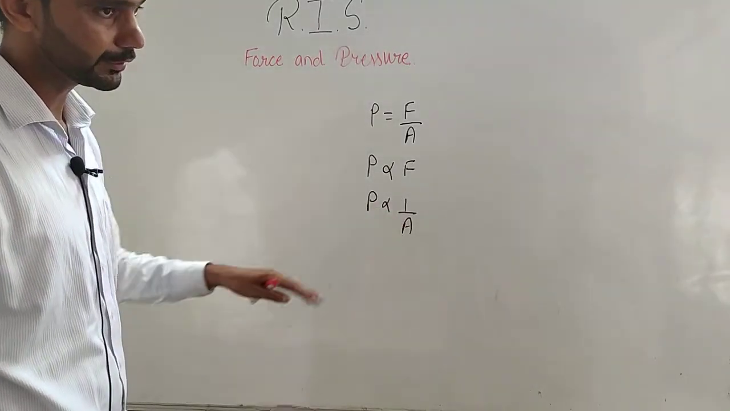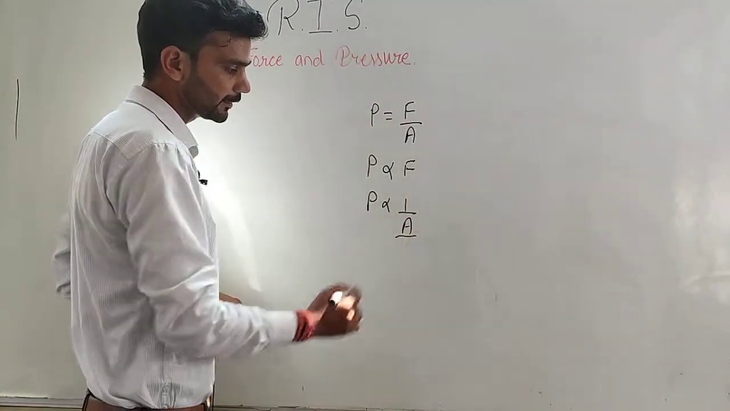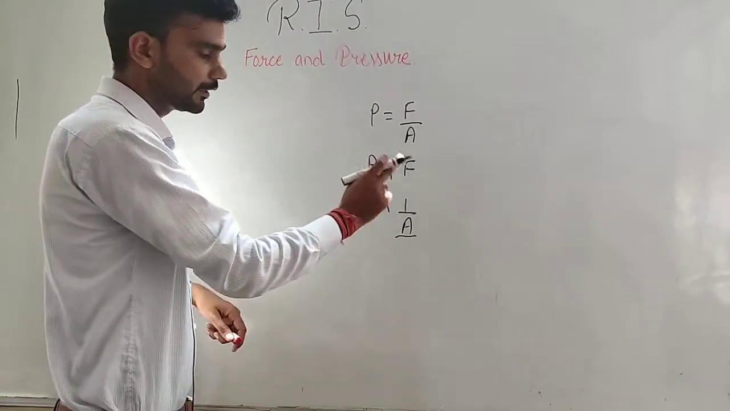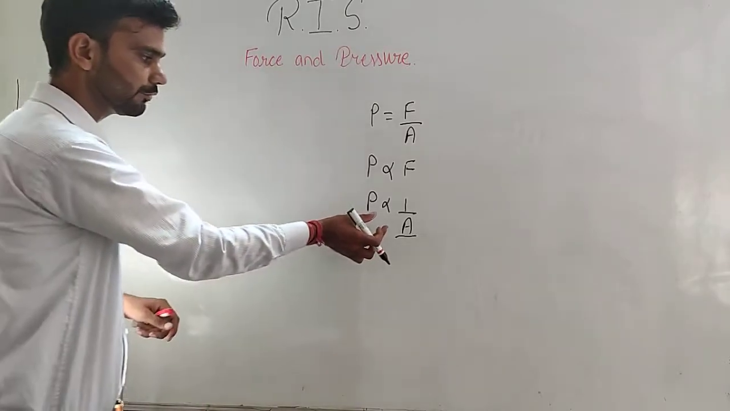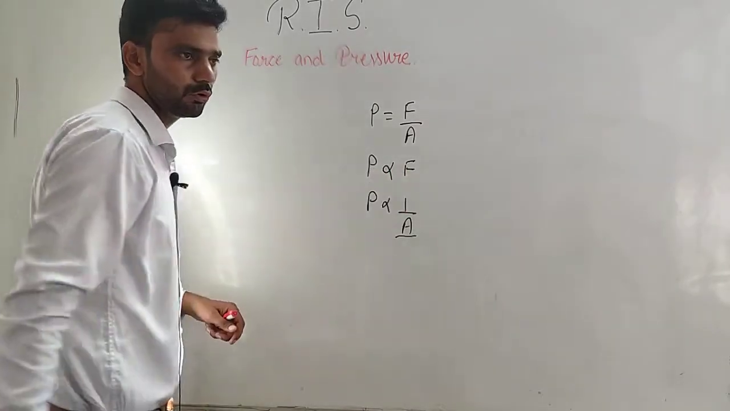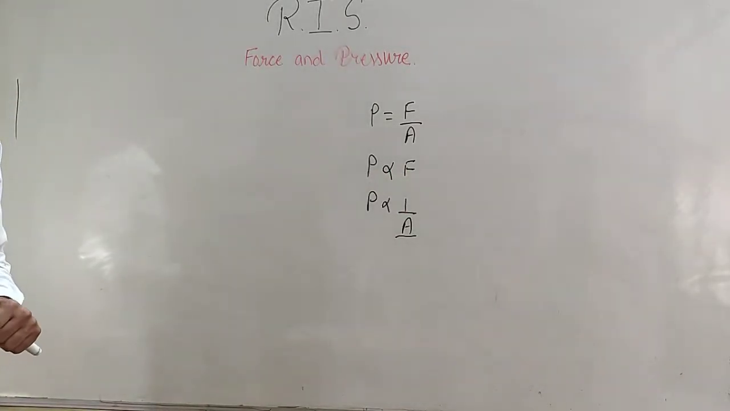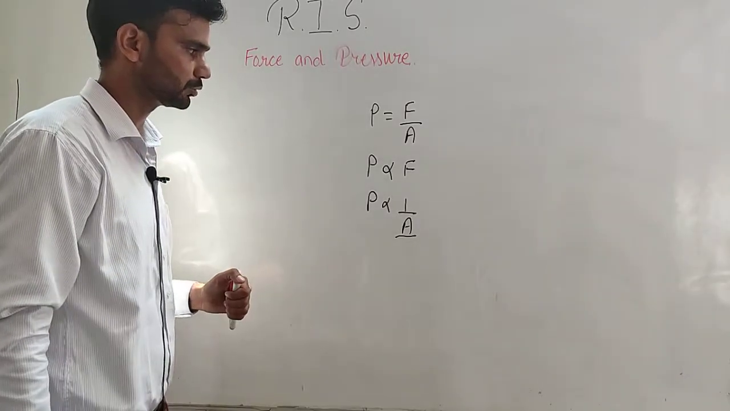Inversely proportional to area, it means if the area will increase, then pressure will decrease. If the area will decrease, then pressure will increase. ये दोनों इनवर्सली उल्टा रहेंगे और ये दोनों डायरेक्टली प्रोपोर्शनल रहेंगे, सीधा सीधा डिपेंड रहेंगे एक दूसरे पे.